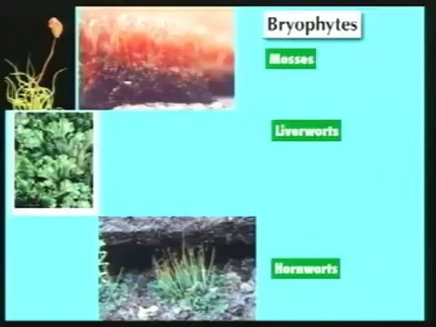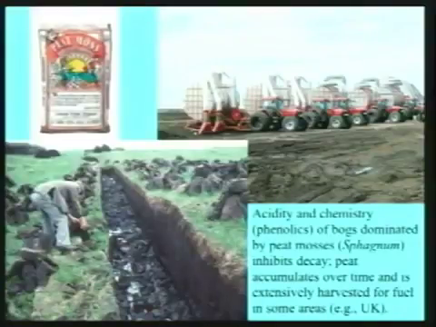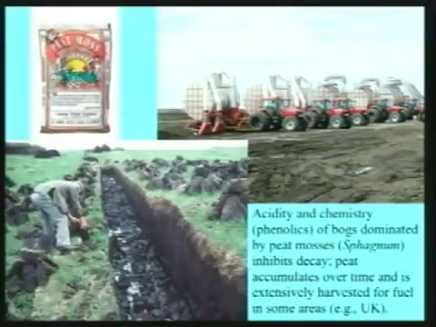Okay, so those are the three major groups of bryophytes. And I should mention that they began to diversify from a common ancestor prior to the origin of the vascular plants. Remember, they're a paraphyletic group. All right, so economically and ecologically, the mosses are really important.